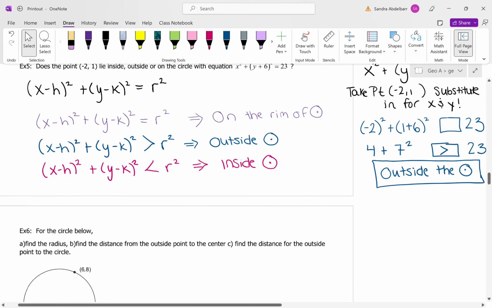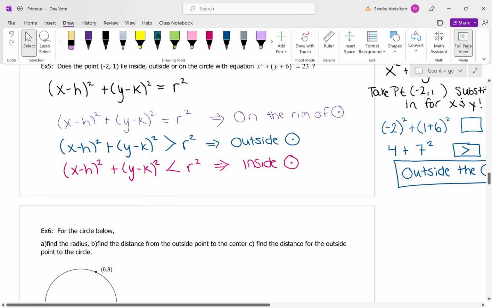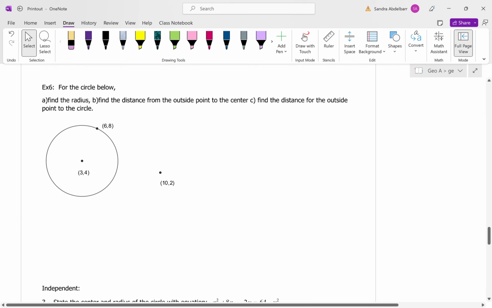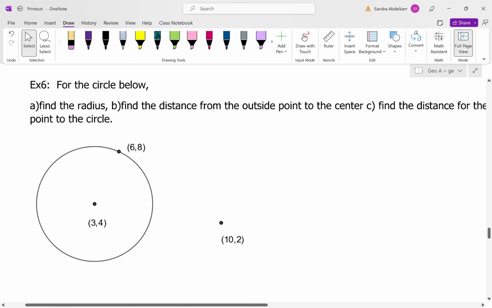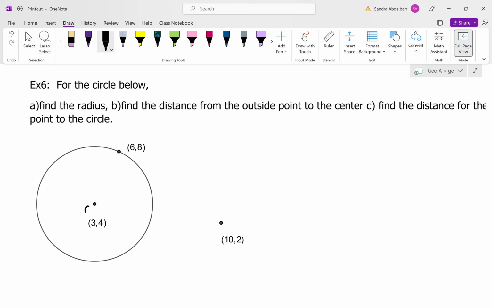All right, so now we're on example 6. Now, I should have given extra information for the circle below. Let's call this center point O. So we're going to call this circle O. So then we know that point 3, 4 is the center. If I didn't identify that, we wouldn't know what the center was. We'll go step by step.